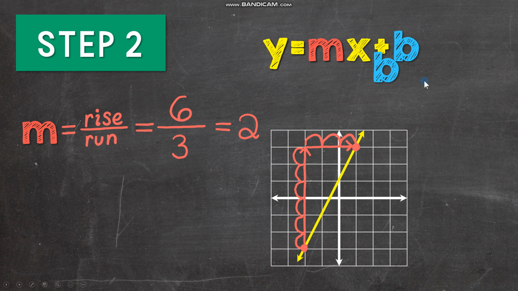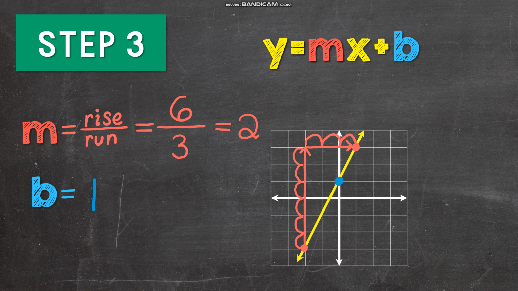What does b represent? B always stands for the y-intercept. All right, to find that, I need to know that this is my y-axis, the one that goes up and down, and I need to find where that y-axis and my line meet up. So notice they cross right here. So that right there, that point is my y-intercept. What's the y value of that point? Well, it's 1. So we found b. b is 1.